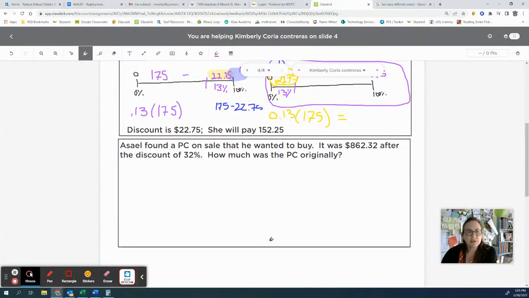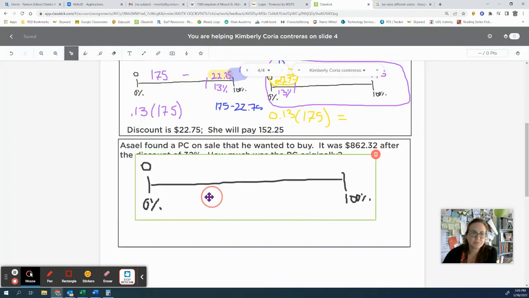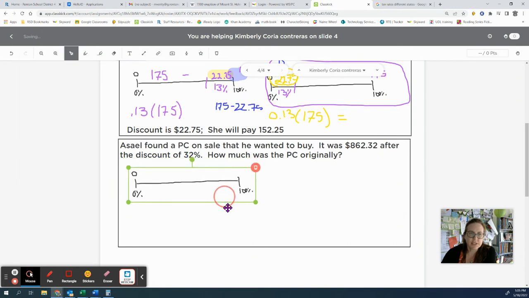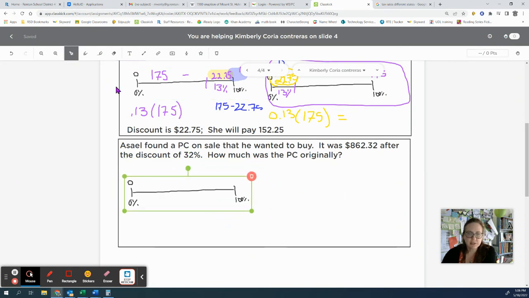Okay, Asael found a PC on sale that he wanted to buy. It was $862.32 after the discount of 32%. Okay, are we talking about taxes or interest or adding anything on, tips or anything? No. So we're going to do the old model. Starts out the same as all of them. And we have the number 862.32 and we have 32%. So the discount was 32%.